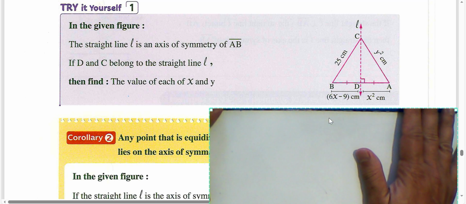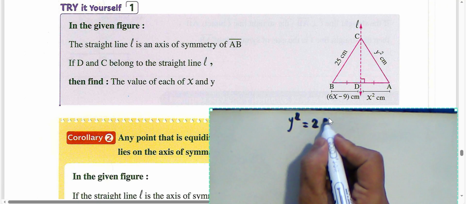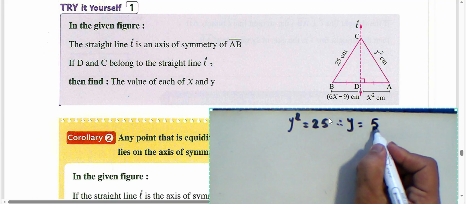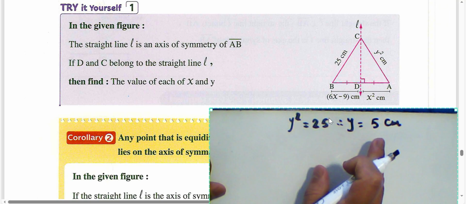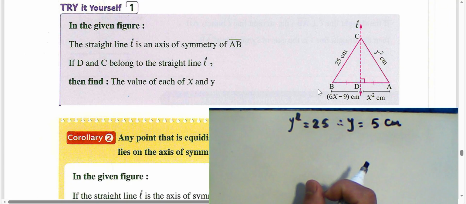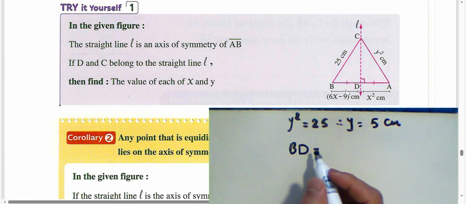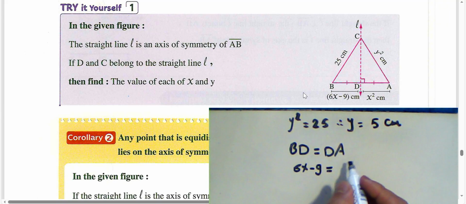Okay. First step, we have y power 2 is 25, then the value of y will be 5 centimeters. The square root of 25 could be positive or negative, but we must write positive only. Don't write negative, because the length of a line segment must be positive, not negative. And also the length BD equals the length DA. Then 6x minus 9 equals x power 2.